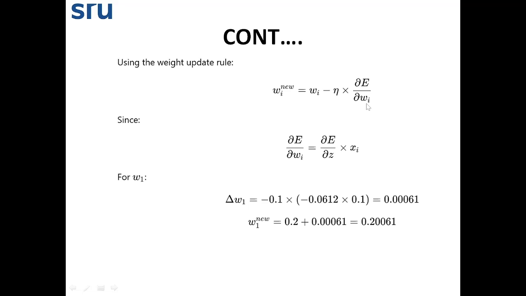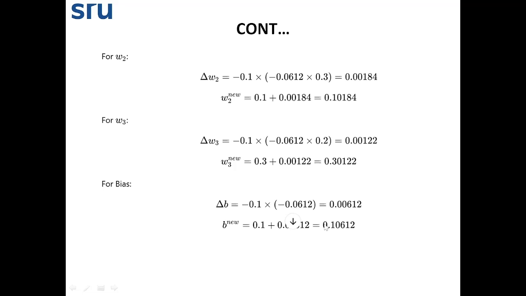respect to Wi. When we put in all these values, we know that the partial derivative of E with respect to Wi will be equal to the partial derivative of E with respect to Z into xi. So delta Wi, we will put all these values here. Then we will calculate Wi new by using this equation. Similarly for weight updation W2, then W3, and for bias updation.